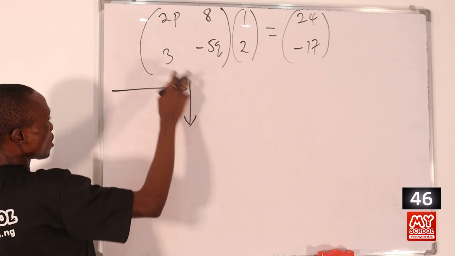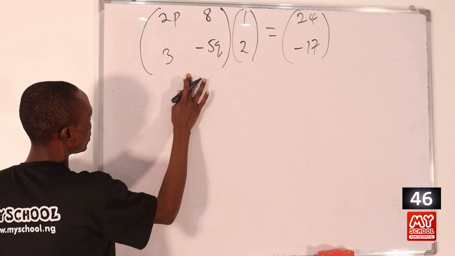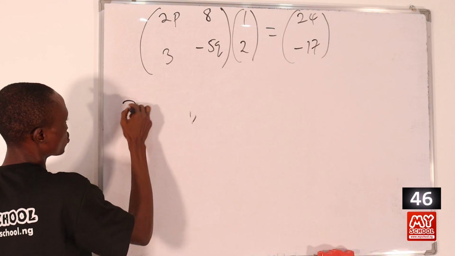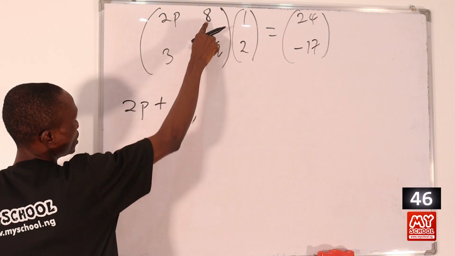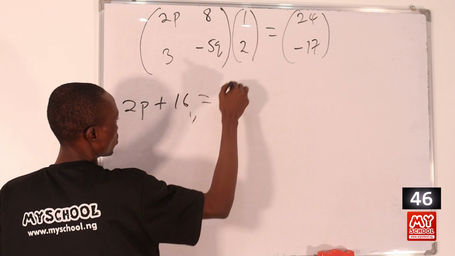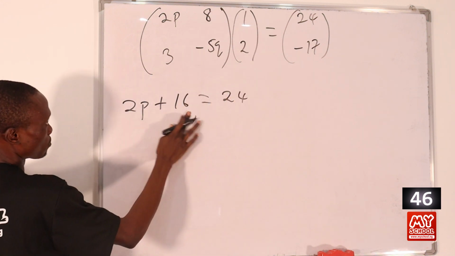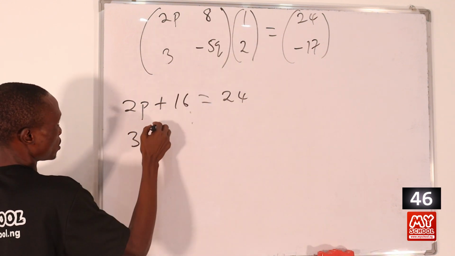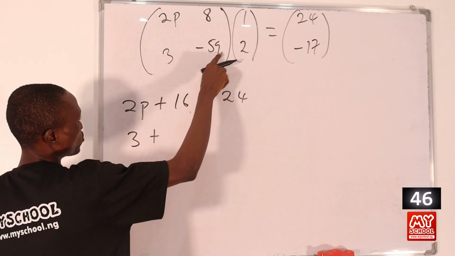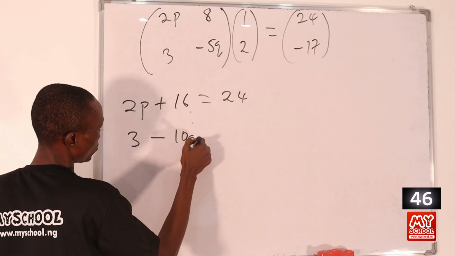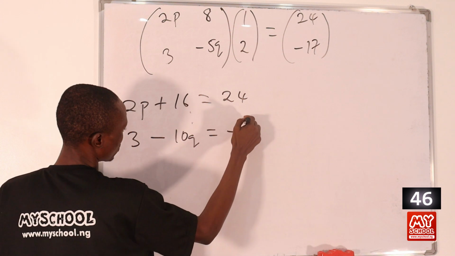Okay, so here we'll be having 2p times 1, and that will be equal to 2p, then plus 8 times 2, and that will give us 16, and this will be equal to 24. Then here we'll be having 3 times 1, and that will be equal to 3, then plus minus 5q times 2, and that will be equal to minus 10q, and this will be equal to minus 17.